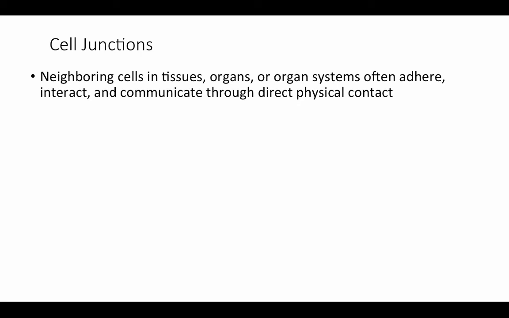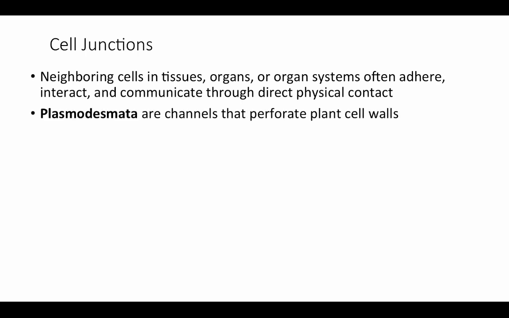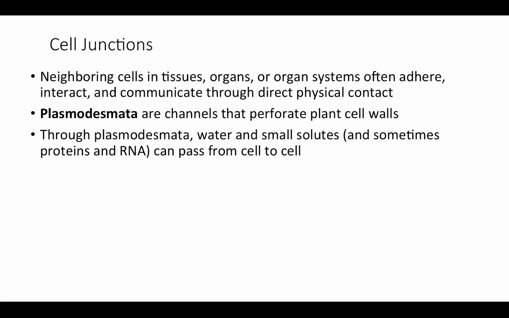So part of this environment is other cells, and in a multicellular organism, cells are going to be joined together, and they're going to be joined together in different ways depending on how those cells are interacting in the body. So neighboring cells and tissues, organs, or organ systems often adhere, interact, and communicate through direct physical contact with one another. We already took a look at these plasmodesmata in plant cells that are channels that perforate the cell walls that allow communication between the cytoplasm of neighboring cells. Through these plasmodesmata, water and small solutes, sometimes proteins and RNA, can pass from cell to cell.